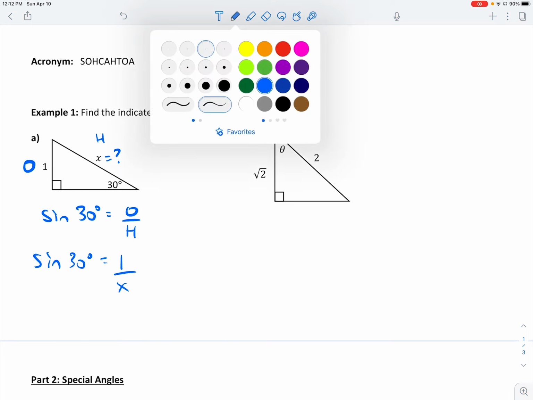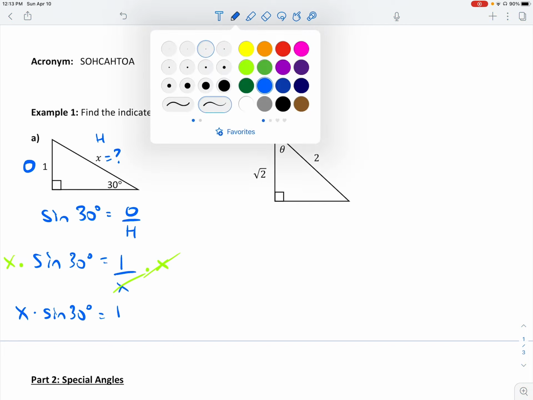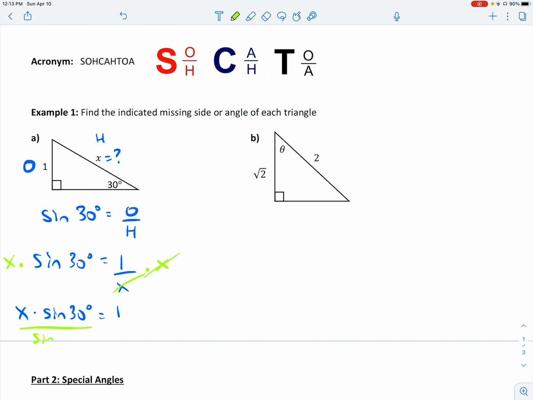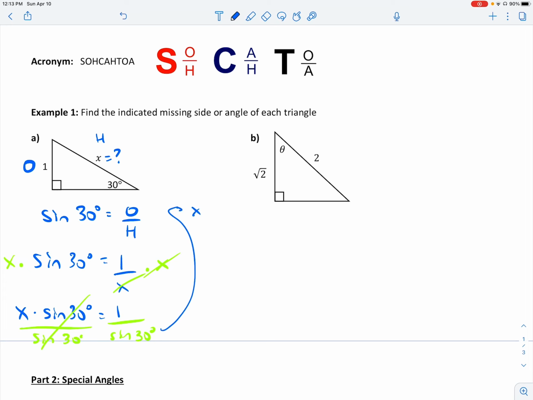Now we need to find x. We want to isolate for it, to solve for it. So let's multiply both sides by x. That way it cancels out on this side. So then we're left with x times sine of 30 equal to 1. Okay, we almost got x by itself. Just divide both sides by sine 30. That'll cancel out this side. And there we have it. x is equal to 1 over sine of 30.